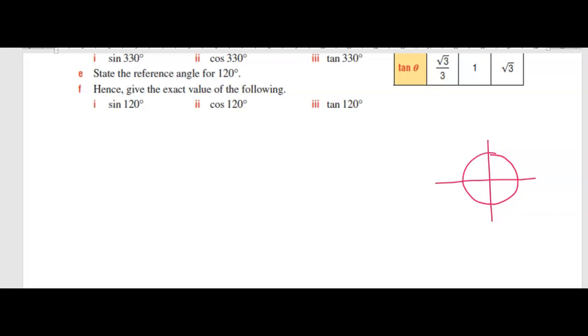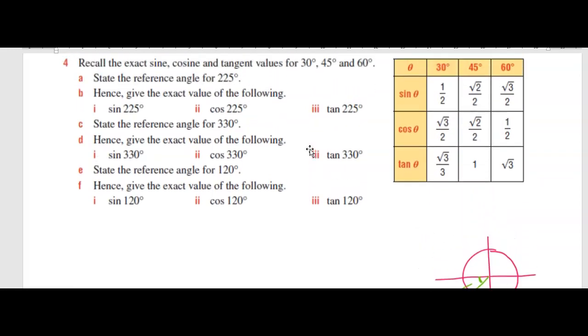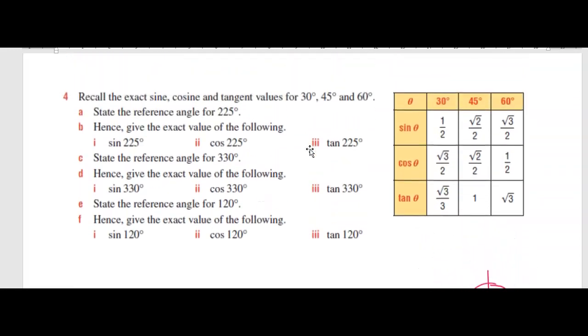225, we're in the third quadrant, we're here. So we're basically looking for that angle. So that angle in there is 225 minus 180, which equals 45. So your reference angle for 225 is 45 degrees. It's the same.